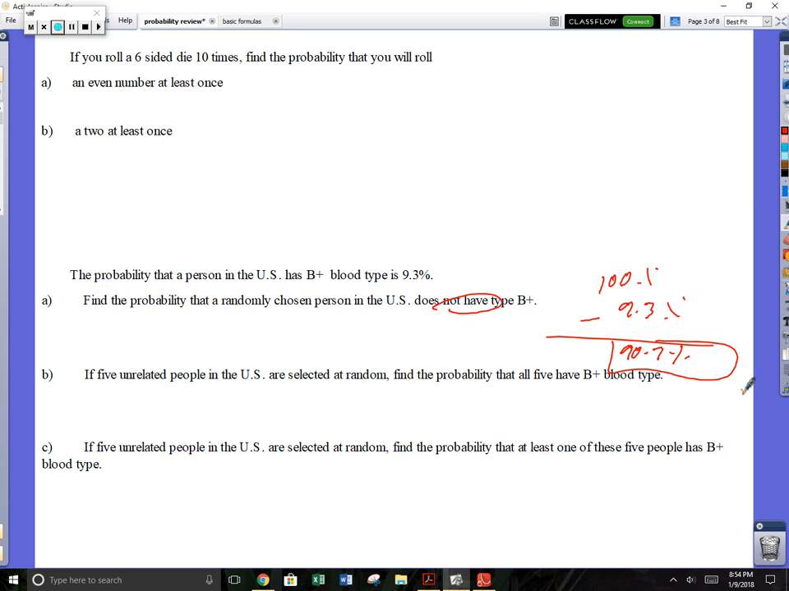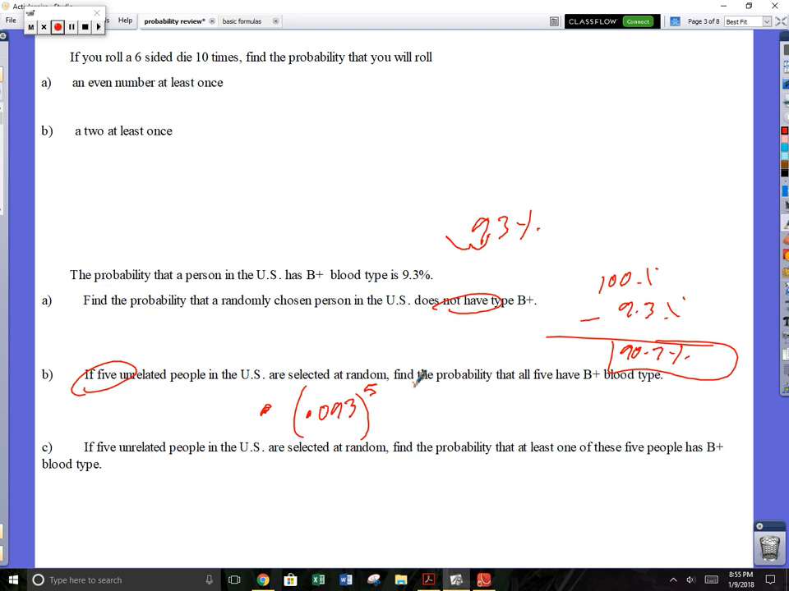B, if 5 unrelated people in the US are selected at random, what are the chances that all 5 have B positive? So the first one, 9.3%. Let's change that to a decimal. The first one, you have a 0.093 chance. Second one, the same. Third, the same. And you multiply all those events. There are 5 events, so I'm going to multiply those chances by themselves 5 times.